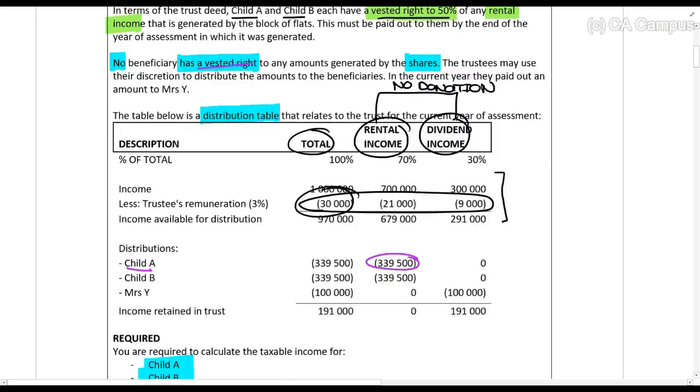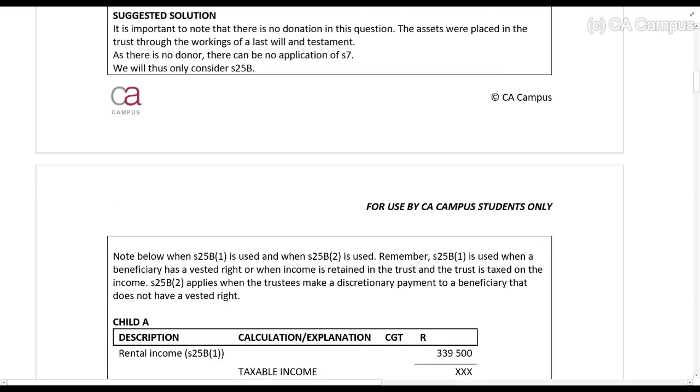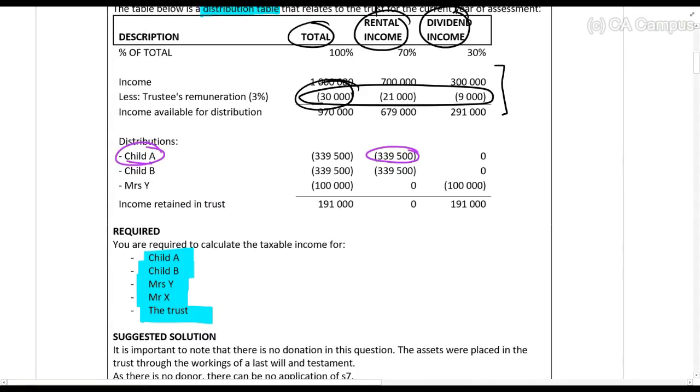So that person with the vested right, child A, must be taxed on it. Make sure you see, we go to child A, there he gets taxed on it. So that one is done.